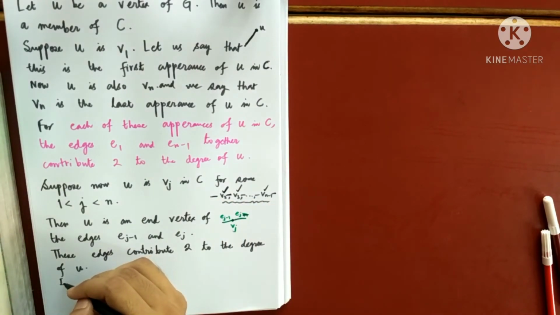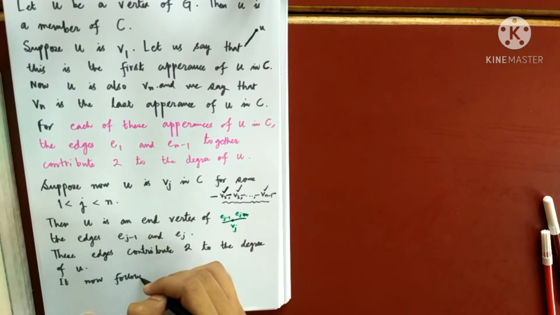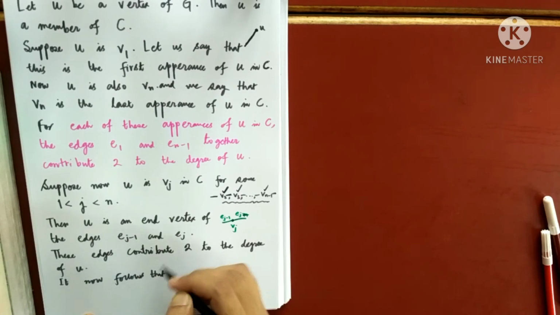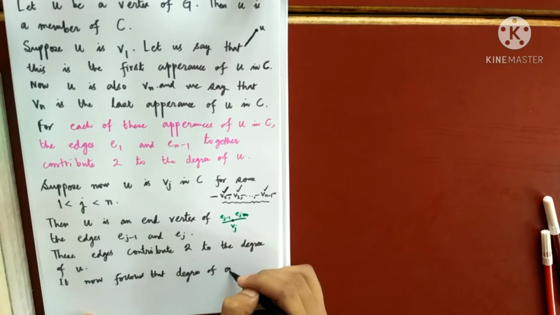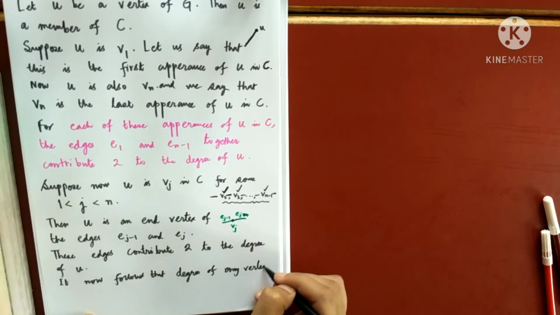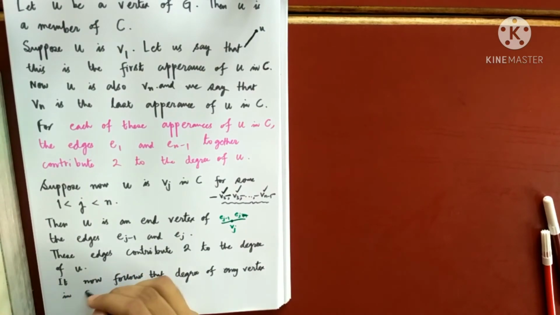So in any case, it now follows that the degree of any vertex in G is even. And this completes the proof. Did you understand?